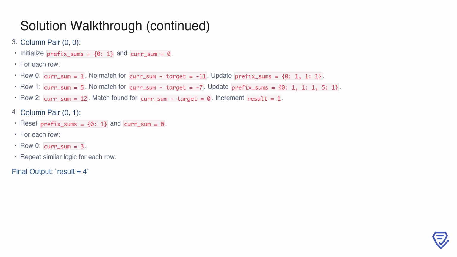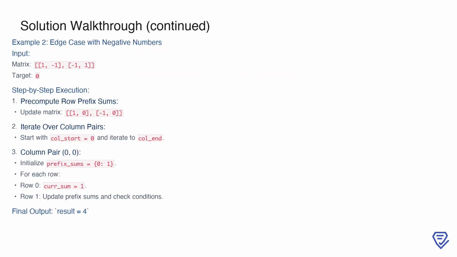Finally, in row 2, the cumulative sum reaches 12, and this time, the difference between 12 and the target, which is 0, exists in the hash map. This means we found a submatrix matching the target, so we increment the result to 1. Next, for the column pair 0, 1, we reset the hash map and repeat a similar process. By following this logic for all column pairs, we find that the total number of submatrices that sum to the target is 4.